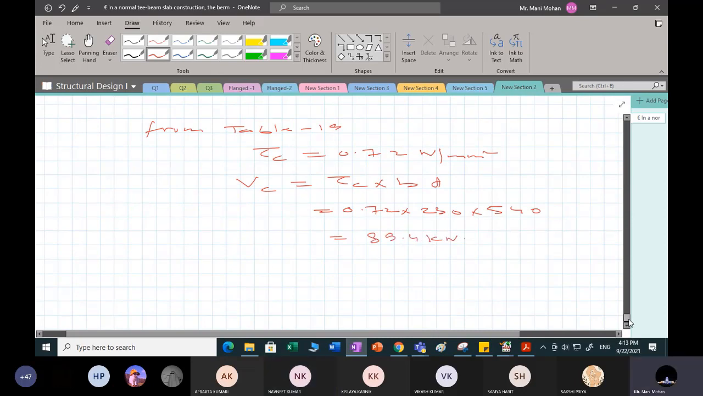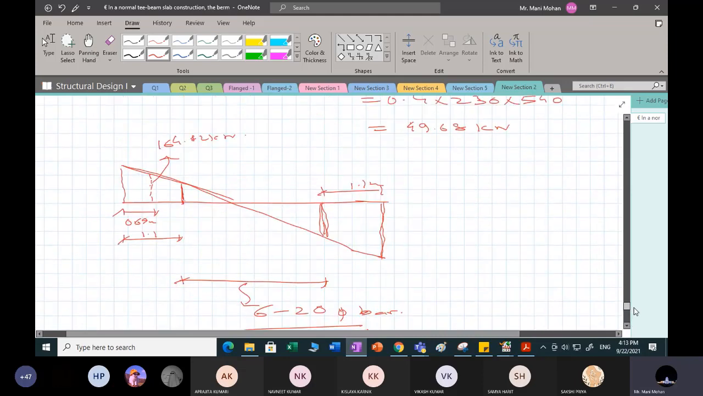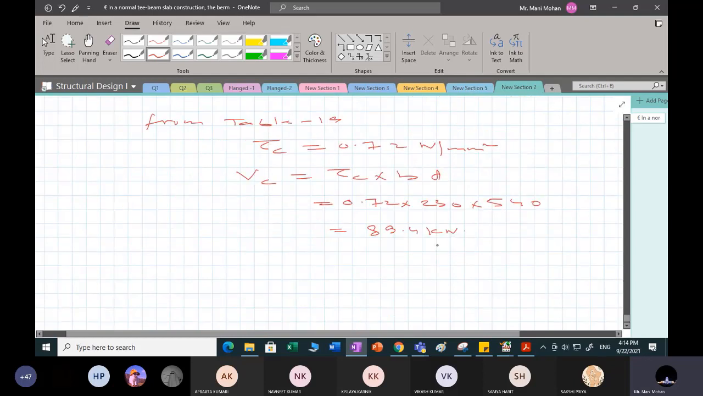Okay, so please try to understand this now. Now in this zone where I am having 620 dia bar, if I provide nominal shear reinforcement, then what will be the total shear resistance? The total shear resistance will be 49.68 plus 89.4. Okay, so you do this calculation roughly.